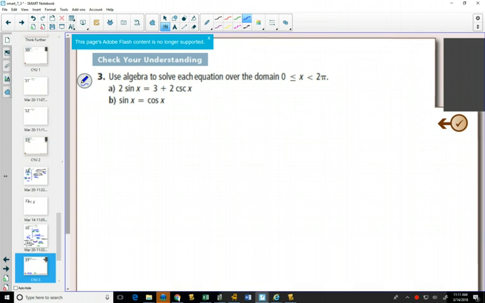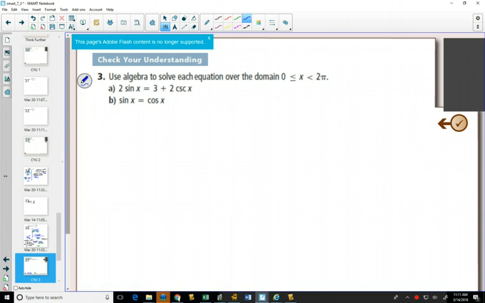So if we look at A, 2 sine x equals 3 plus 2 cosecant x, one of the problems in this equation is that we don't have the same trig function. We've seen this before on our quiz review and even on the quiz that you wrote yesterday, that sometimes you get an equation that has two different trig functions.